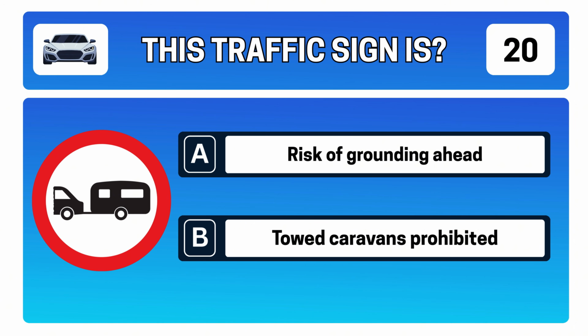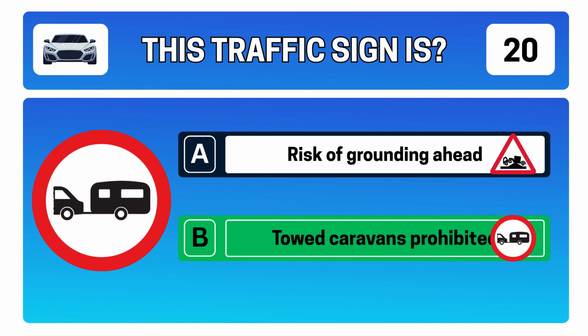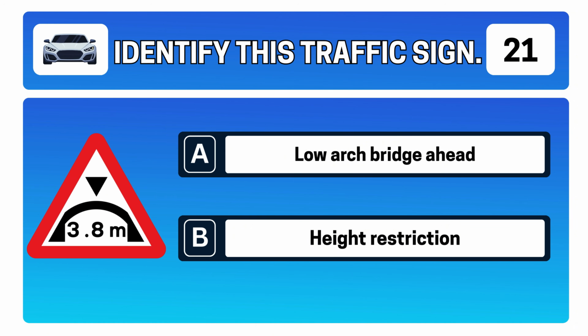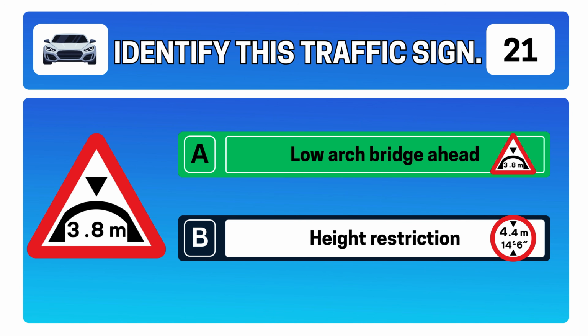This traffic sign is A. Risk of grounding ahead. B. Towed caravans prohibited. Well noticed. This is the towed caravans prohibited sign. Identify this traffic sign. A. Low arch bridge ahead. B. Height restriction. Correct. This is a low arch bridge ahead sign.